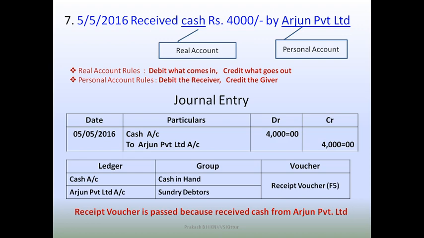So the ledger head is the cash account, under the group cash in hand, and then the Arjun Private Limited account. The Arjun Private Limited account was already created in the earlier transactions. It comes under the sundry debtors, because he purchased the goods on credit.